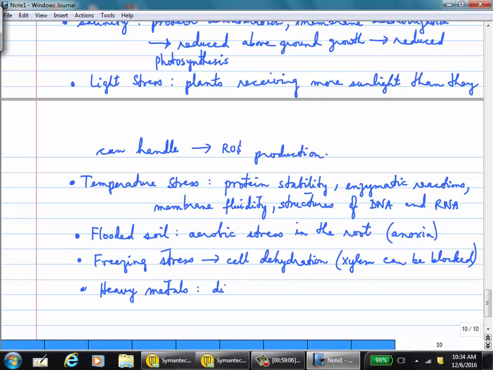will displace other key metals and disrupt key reactions.